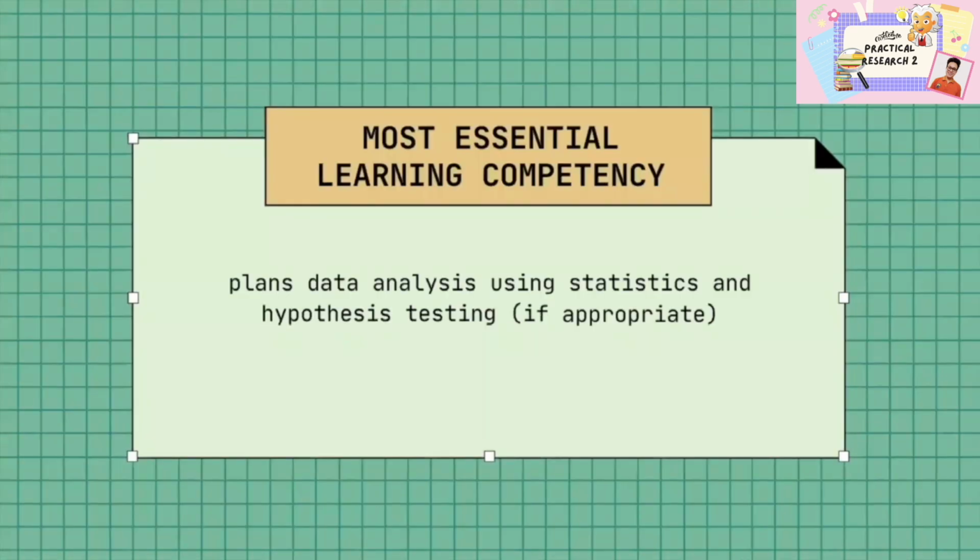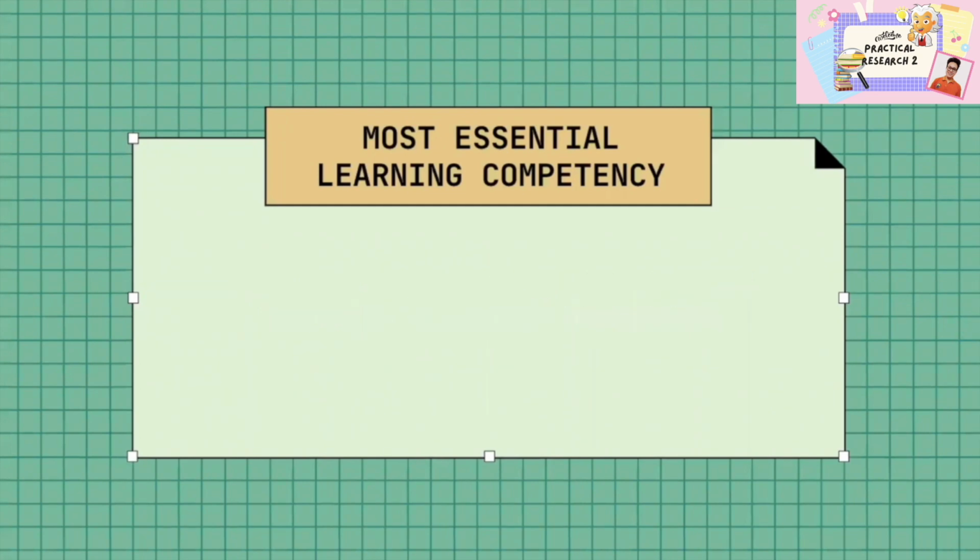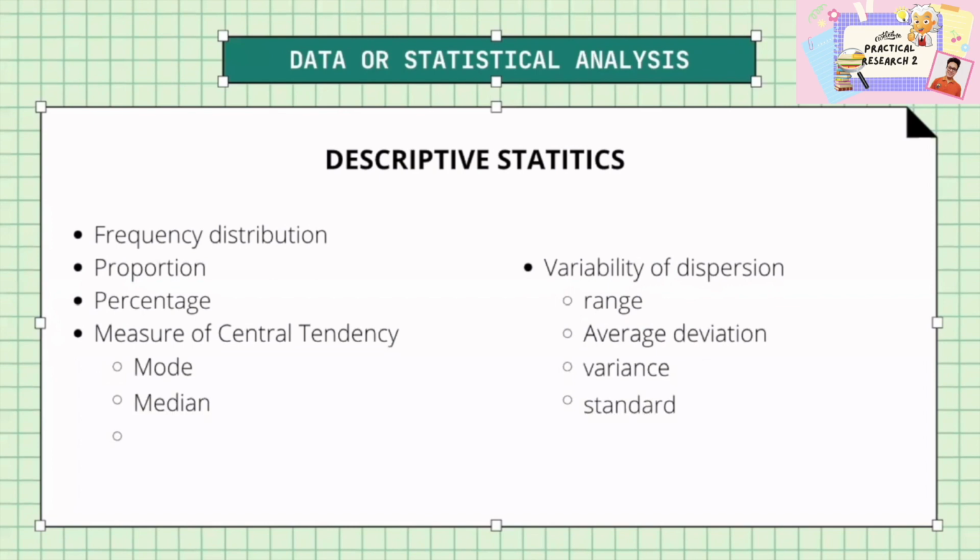Next is student plans data analysis using statistics and hypothesis testing if appropriate. Hypothesis testing for correlational and experimental research based. All right, so there are two types or branches of statistics. We have descriptive statistics and inferential statistics.